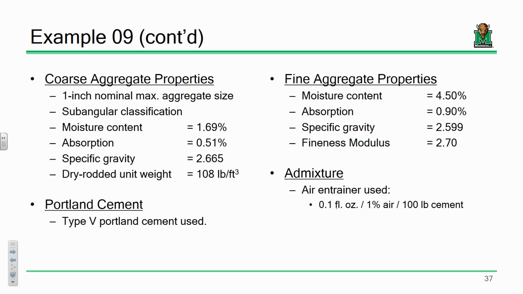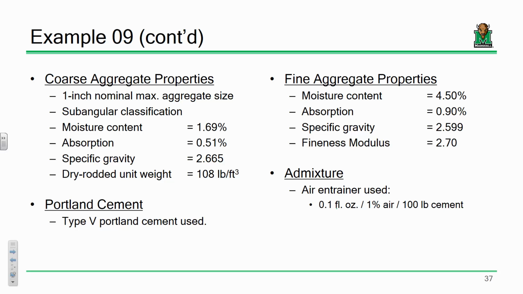Our fine aggregate, the moisture content is 4.5%, and its absorption is only 0.9. So we got some really soggy aggregate, if you will. We're going to have to decrease that moisture or that added water content a fair amount. The specific gravity is 2.599, and its fineness modulus is 2.7.